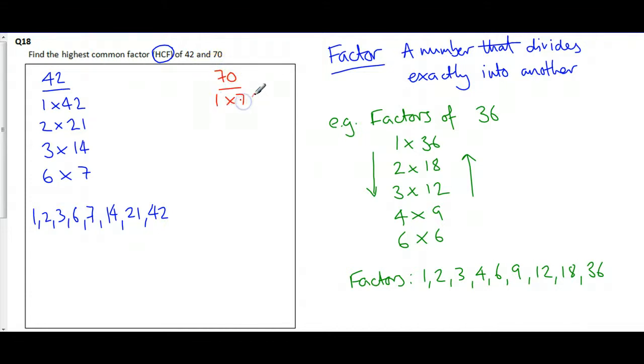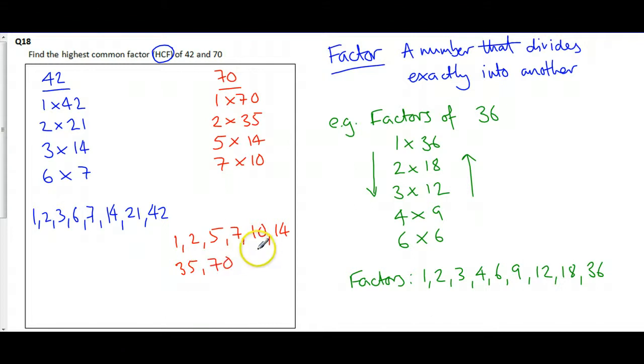If I go ahead and do 70, I always start with 1 times 70, 2 times 35. 3 doesn't fit in because 3 goes into 60, 63, 66, 69. 4 goes into 80, so it doesn't fit in. 5 does, 5 does 14 times. 6 doesn't because it goes into 60, 66, 72, and 7 does, 7 goes into 10. Just check 8 and 9, 8 times 9 is 72, so that's it, I'm finished. So the factors of 70 are 1, 2, 5, 7, 10, 14, 35, and 70.